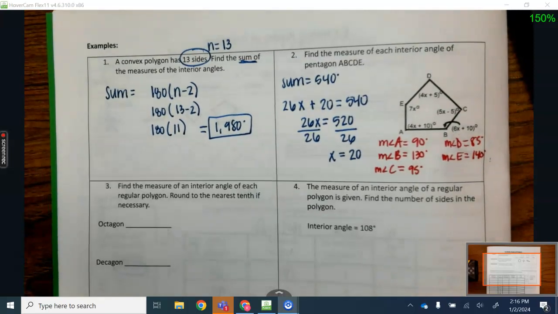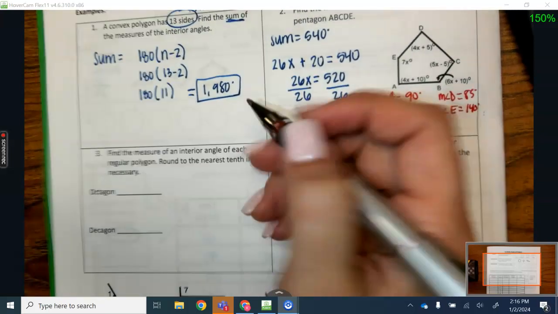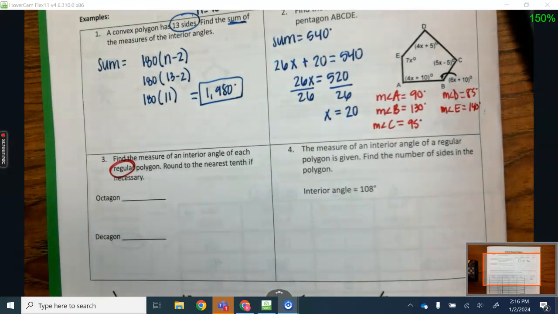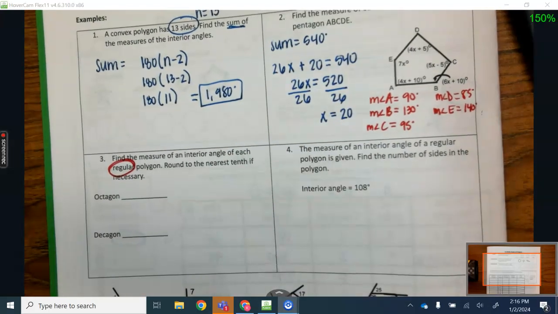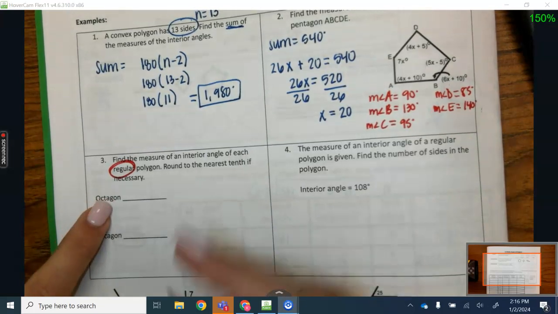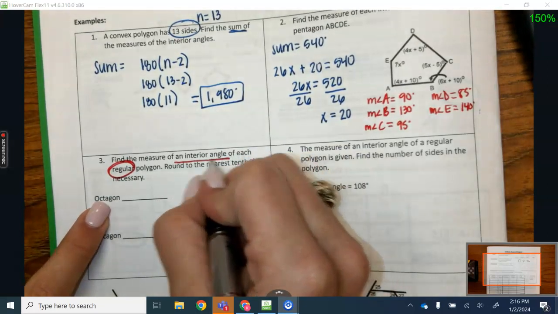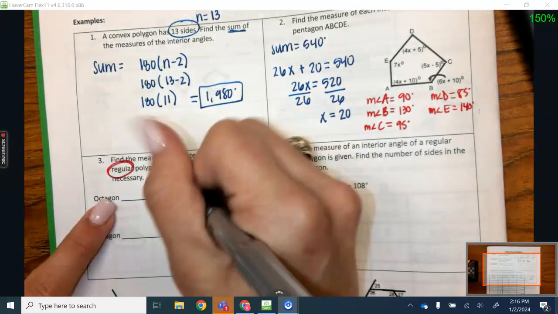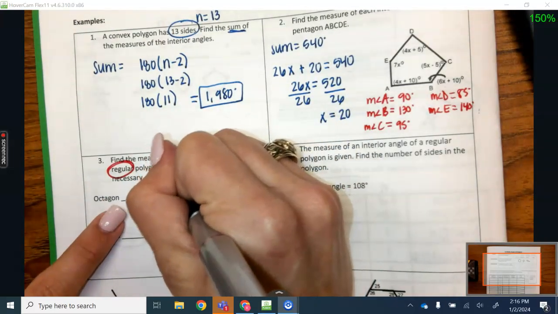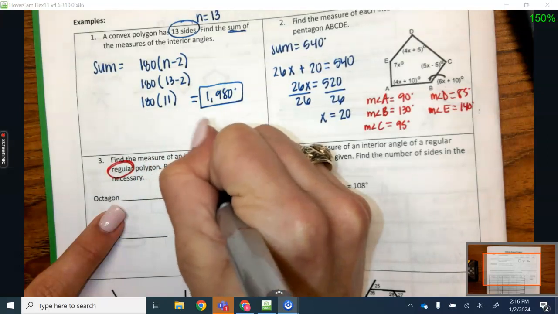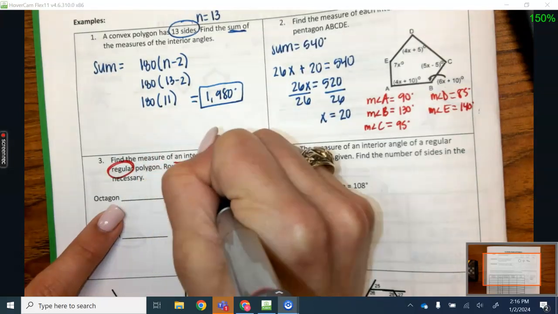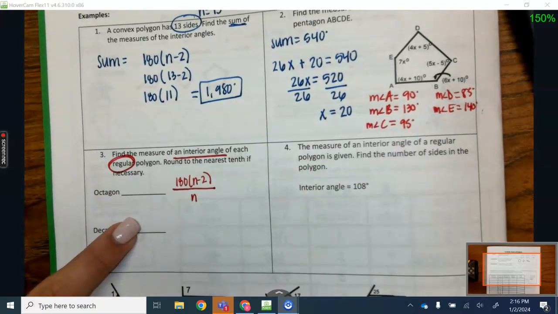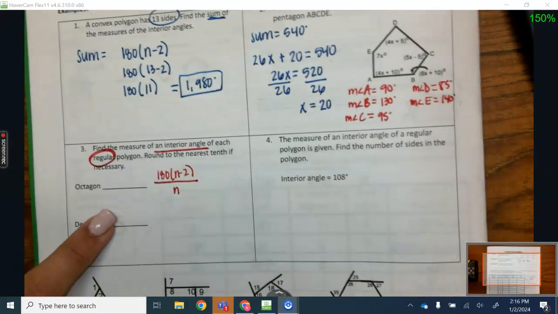Okay, so question 3. Find the measure of an interior angle of each regular polygon. Round to the nearest tenth if necessary. Okay, an interior angle, meaning just one. So we still need to figure out, well, what is the sum? That's our 180 times n minus 2. And if it's regular and I just want to find 1, I would divide it by n. Okay, that's kind of a rule for that.